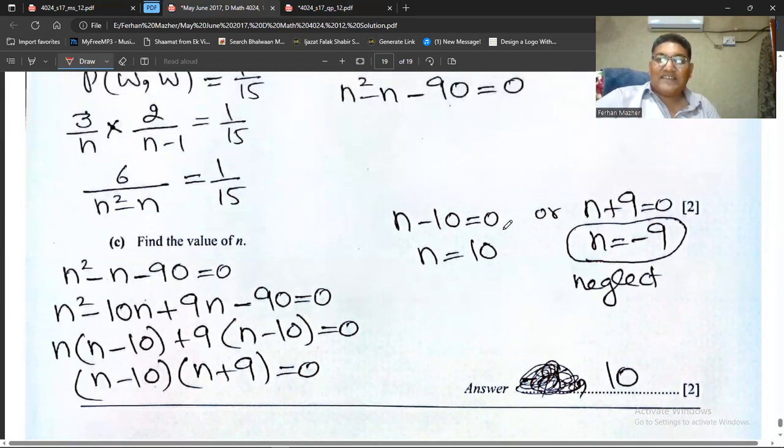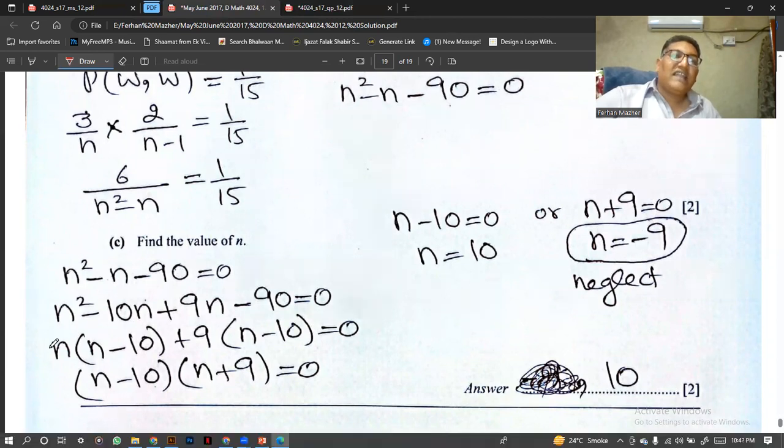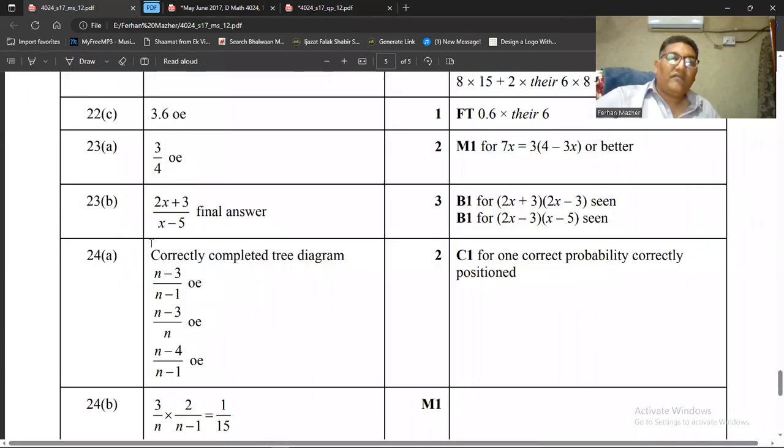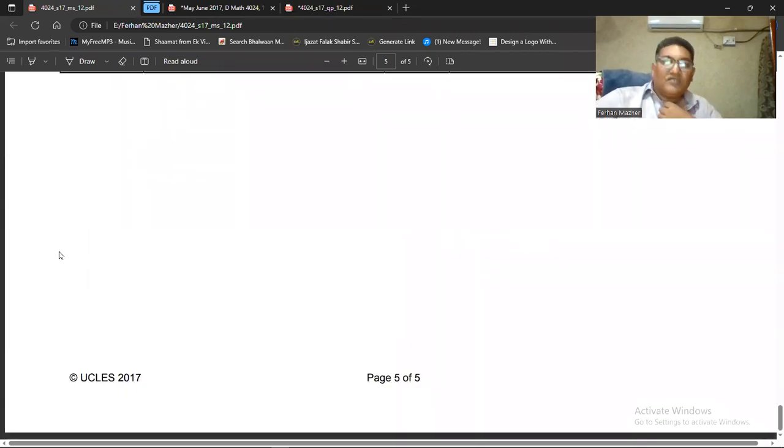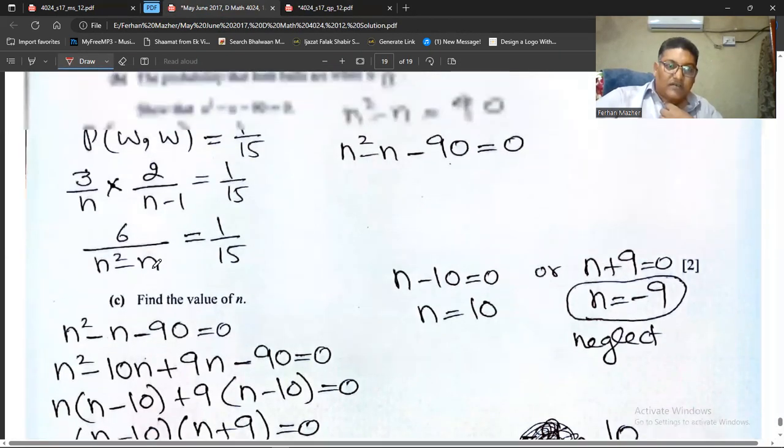So either the first bracket is 0 or the second bracket is 0. So n minus 10 equals 0, so n will be equal to 10. N plus 9 equals 0, so n is equal to minus 9. It cannot be negative, so just neglect this value. So n is equal to 10. So 10 is the right answer. So it is over.